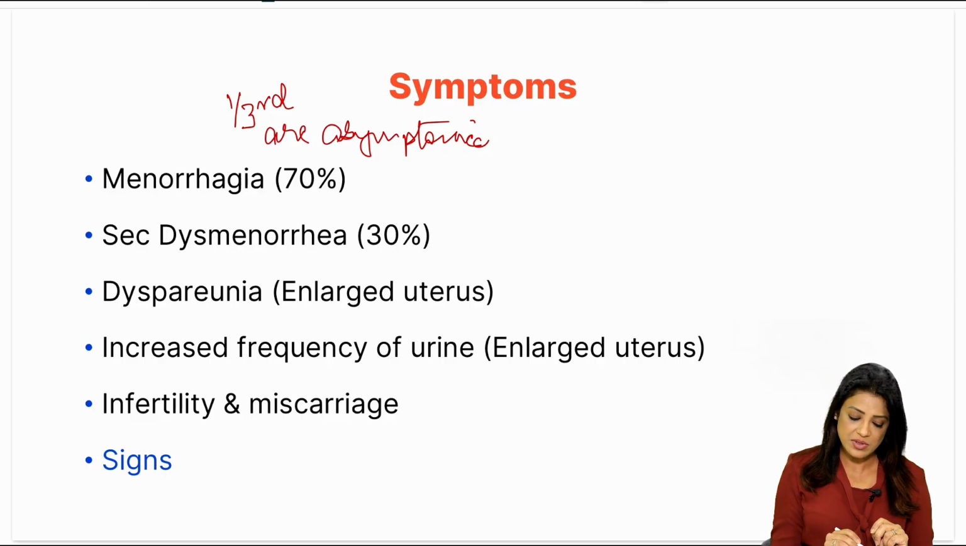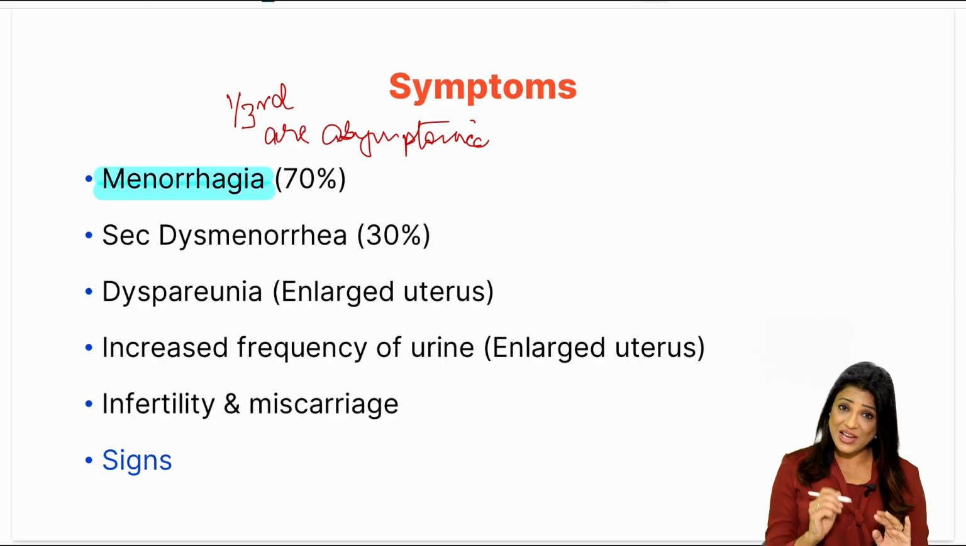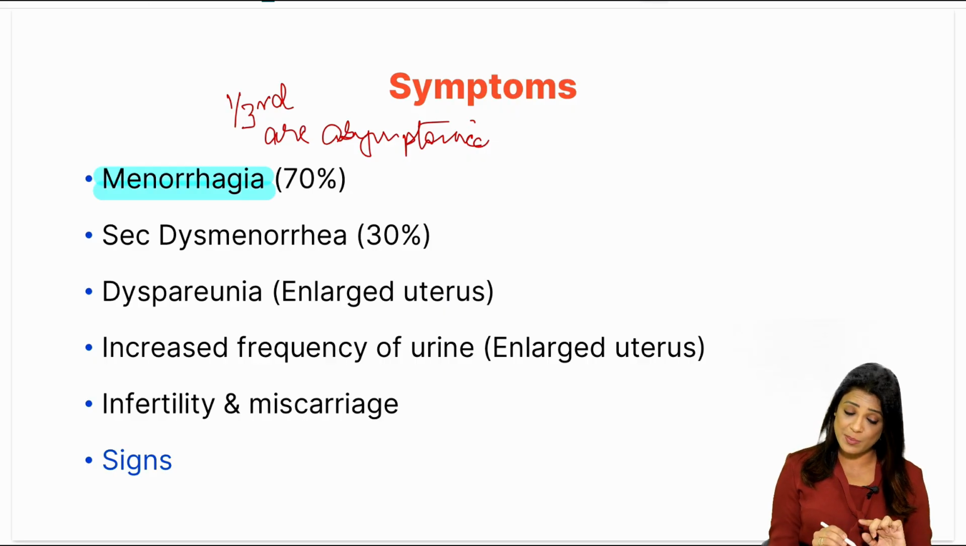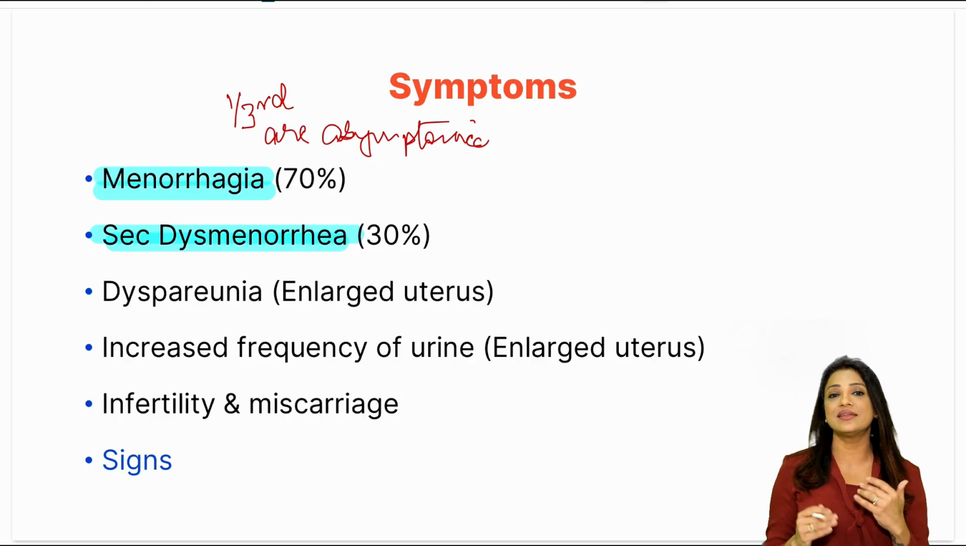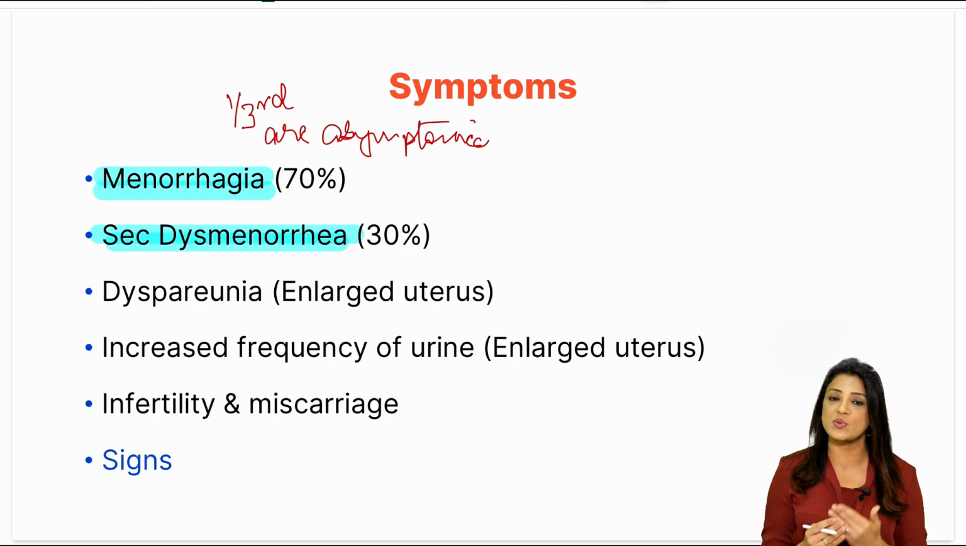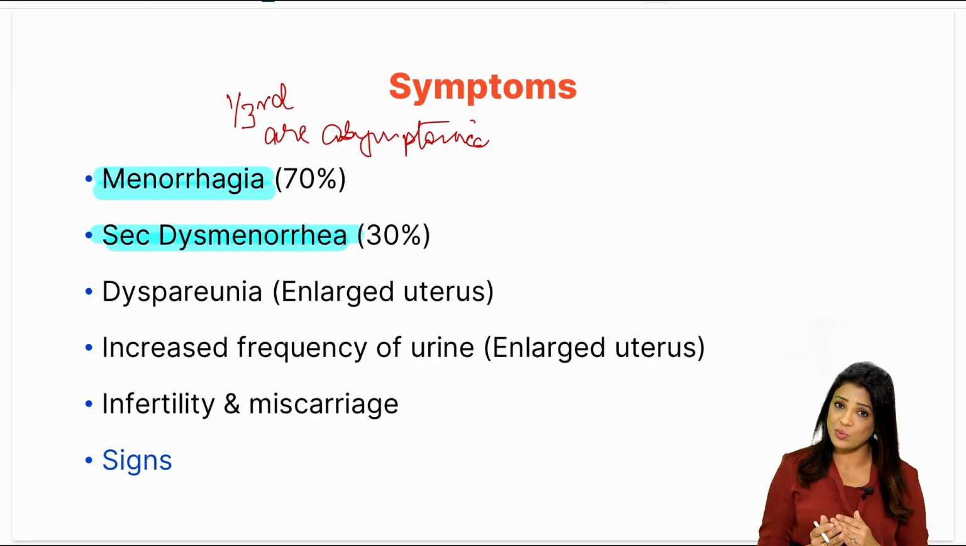Now, what are the common symptoms? The most common symptom, which is actually pointing towards adenomyosis, is menorrhagia and secondary dysmenorrhea. When they go together hand in hand, they point towards adenomyosis more than fibroids, because fibroids generally are not painful. They may have menorrhagia, polymenorrhagia, but they are not very painful. So secondary dysmenorrhea plus menorrhagia points towards adenomyosis, plus the age, around 40-45, right?